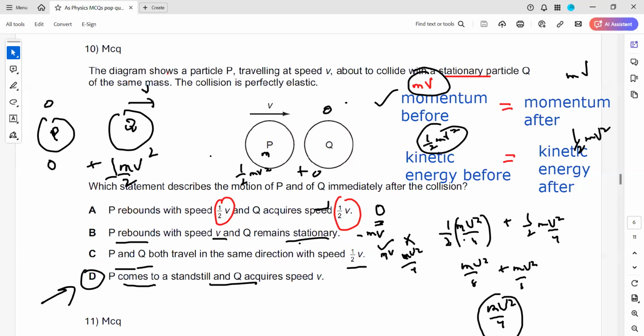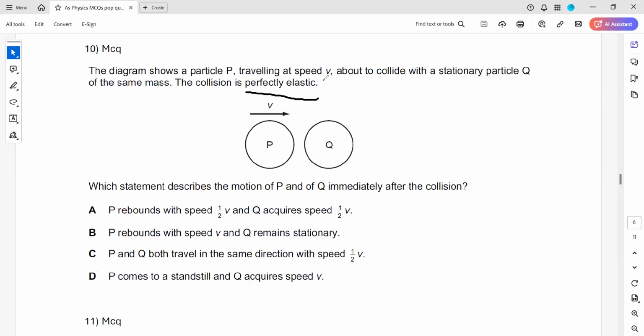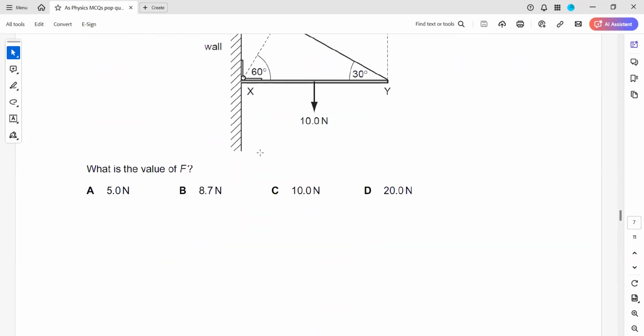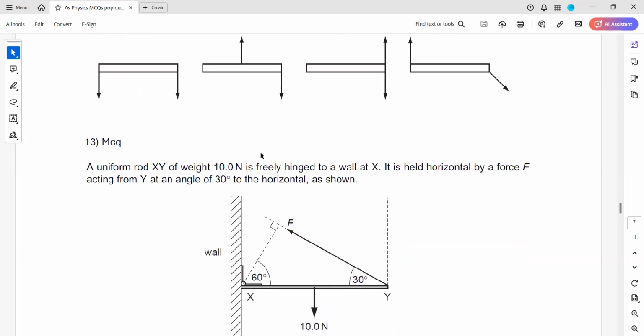Is it clear, this one? For option D to be a valid answer? Whenever a collision is perfectly elastic, it means the kinetic energy before should be equal to the kinetic energy after, and the total momentum before must be equal to the total momentum after. Question 12, 13, any doubt? Question 13, okay.